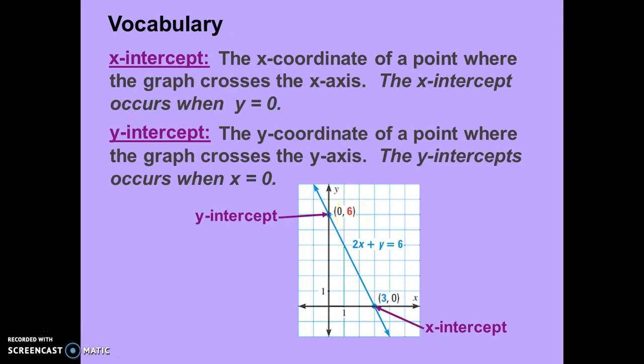Okay, so basically an easy way that you can remember this is that whatever intercept you're looking for, the opposite variable has to be 0. So if I want the y-intercept, x has to be 0. If I want the x-intercept, then y has to be 0. So it's like the opposite variable has to be 0.